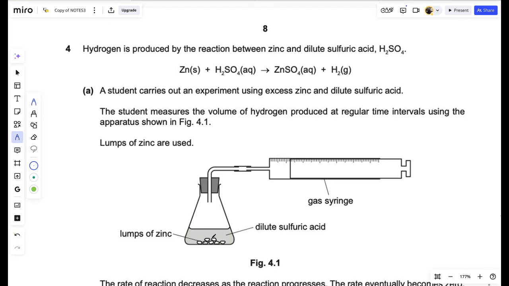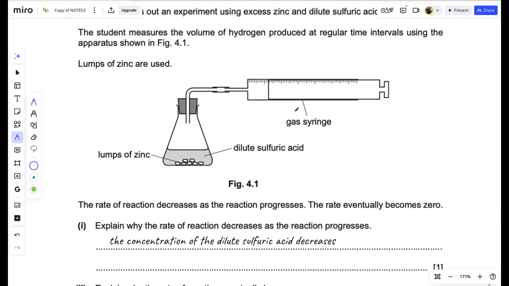Okay, now let's see what question they're going to ask us. You can see the setup where the hydrogen gas will be measured. This one that looks like liquid is the acid. These lumps are the zinc. This is the sulfuric acid. So the acid will be dissolving the zinc, and it forms zinc sulfate. And the hydrogen gas that is produced will escape through this place and be collected in this gas syringe. How much hydrogen gas you produce shows you the rate of the reaction.